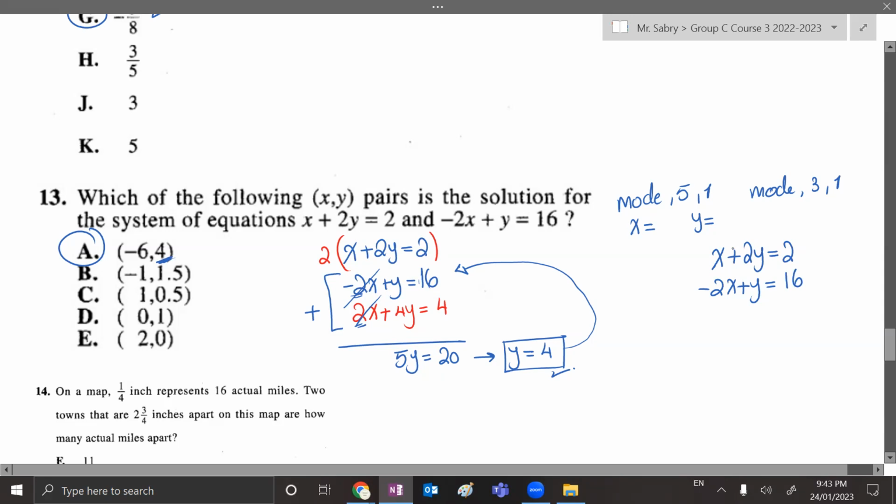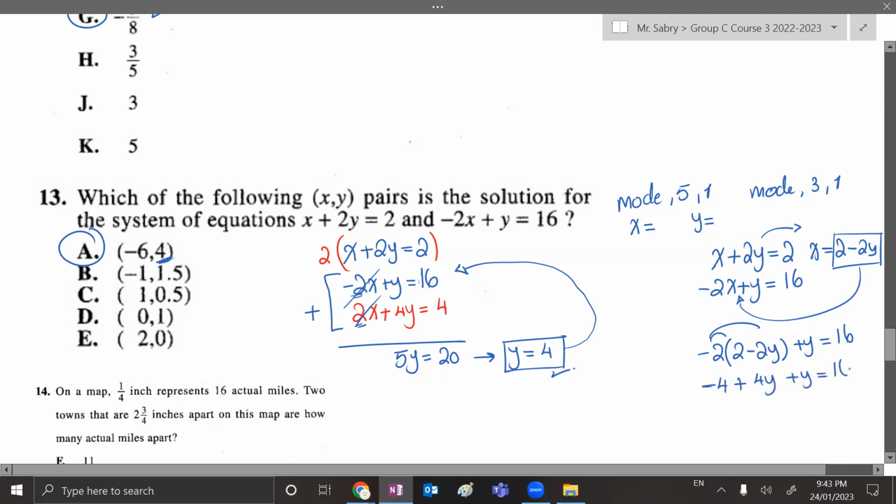So we do that: either we keep the x on one side alone and move the 2y to the other side, so x equals 2 minus 2y, and then we substitute this into the other equation in place of the x. So we put negative 2 and then 2 minus 2y plus y equals 16. Then we start distributing, which becomes negative 4 plus 4y plus y equals 16.